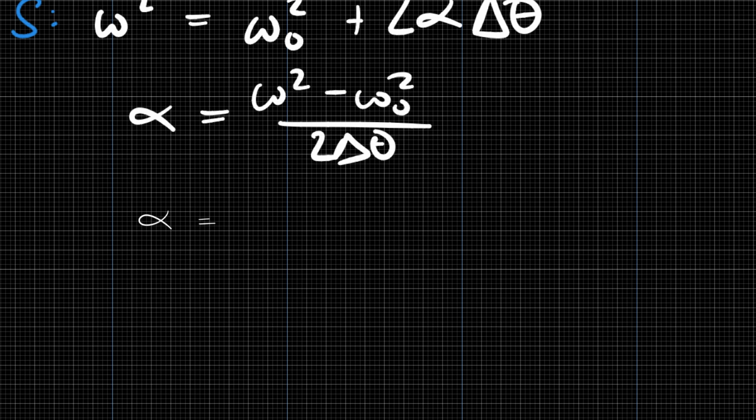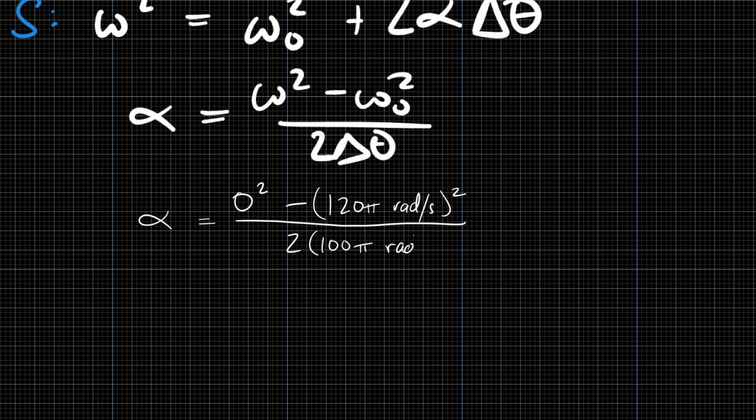Alpha equals, okay, so we end up at 0 movement, but we were going 120 pi radians per second. Now we're going to divide all of that by 2 times 50 revolutions, which was 100 pi radians. So plug and chug, keep going. Alpha equals negative 226.19 radians per second squared.